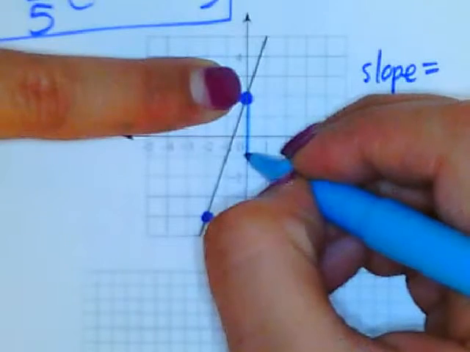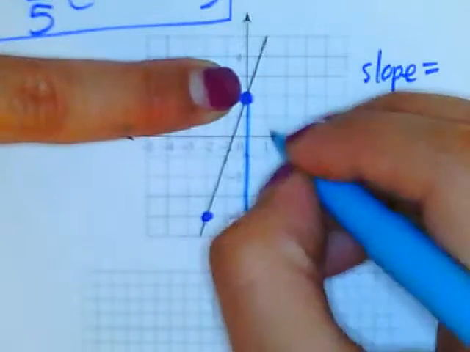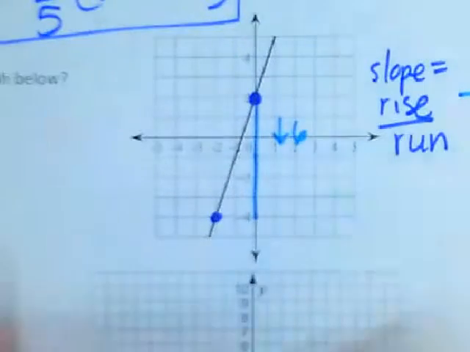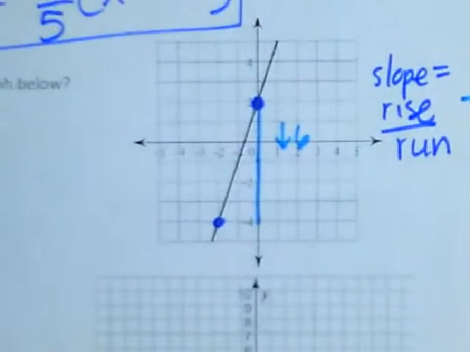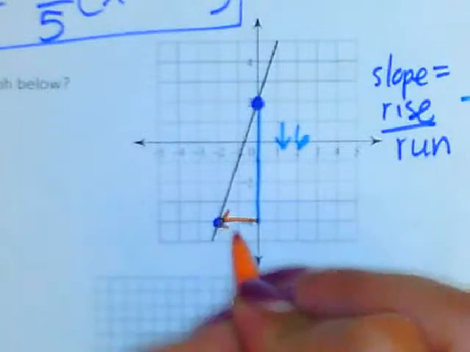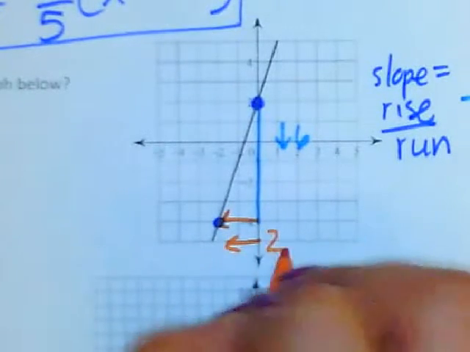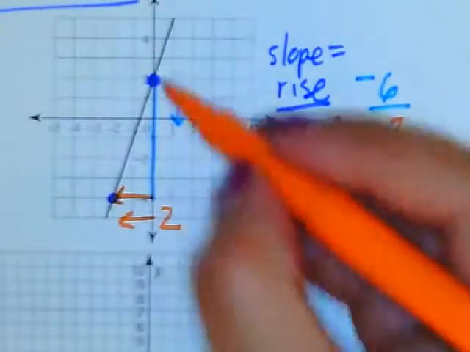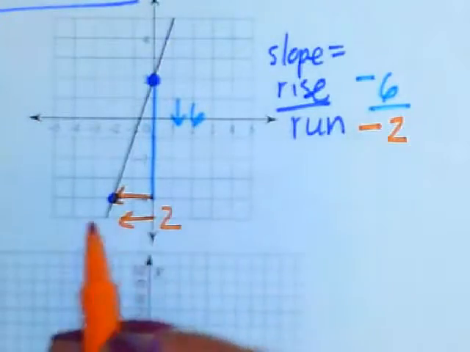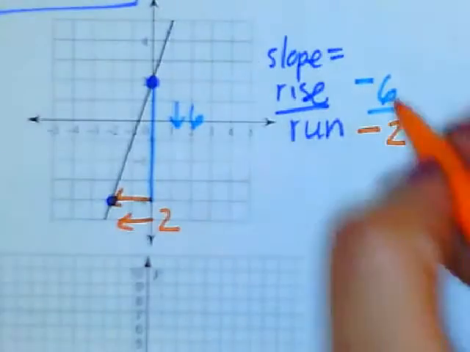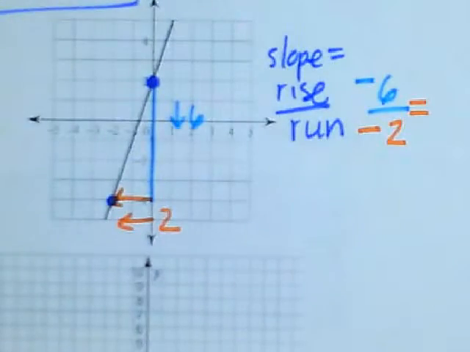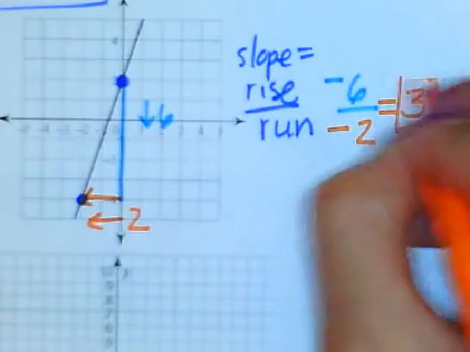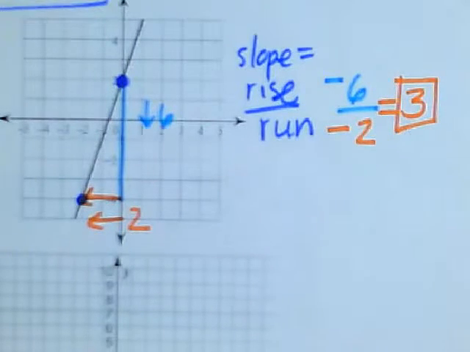So I'm going to go 3, 4, 5, 6. So I went down 6. So my rise is going to go -6. And then my run, I went to the left 2. So that means -2. Okay, so I went down 6, -6, and to the left 2, -2. And then I simplify. So -6 divided by -2 gives me 3. And that is my slope. That's number 4.